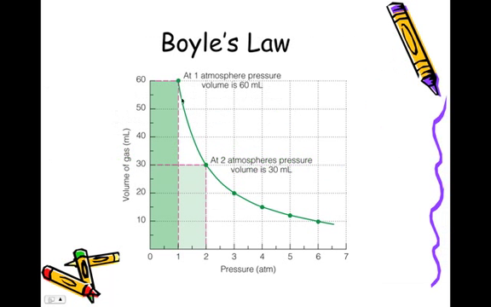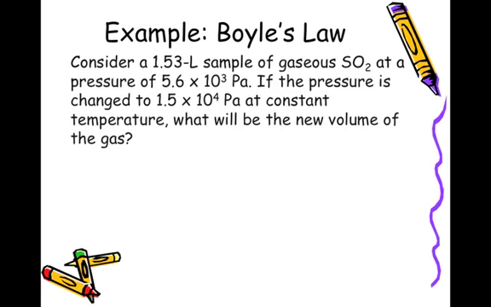You notice that this line, it is a curved line, and it will never actually pass the y-axis or the x-axis. And it makes sense if you think about it, because you can't have a negative pressure and you can't have a negative volume. It's just not possible. So here's a Boyle's law example.